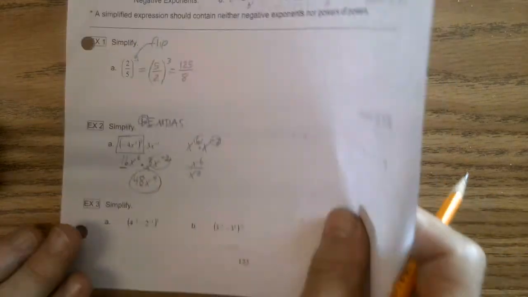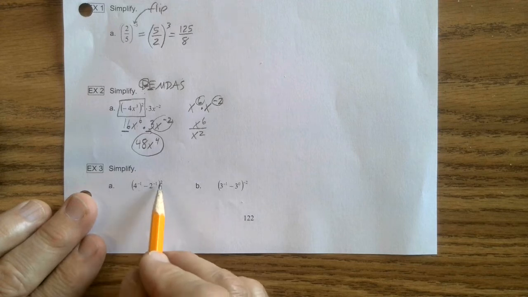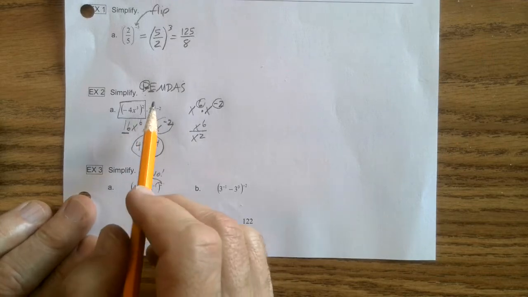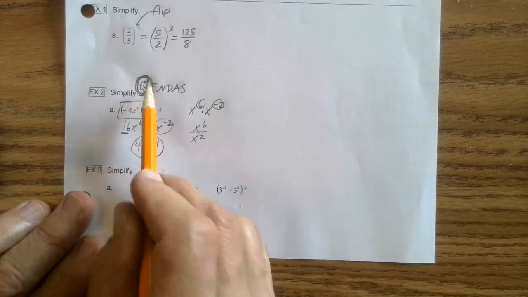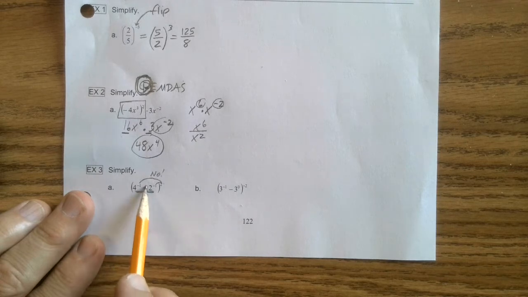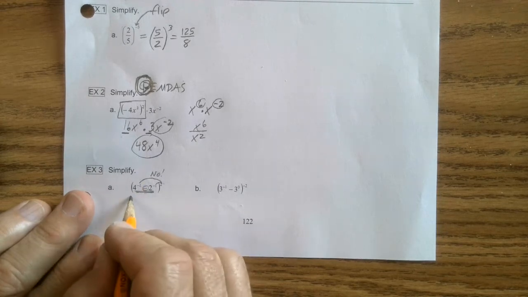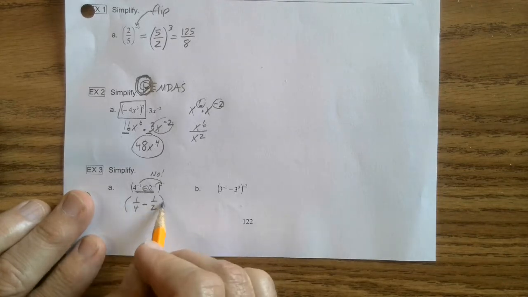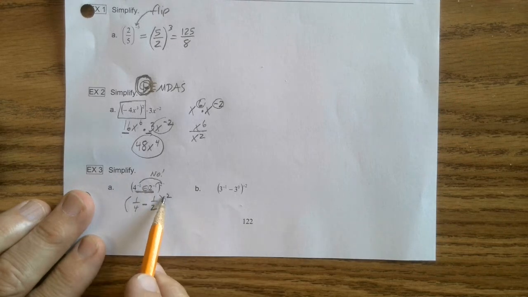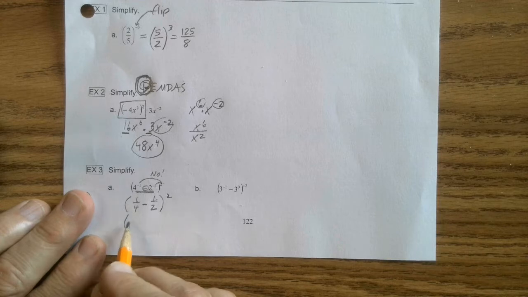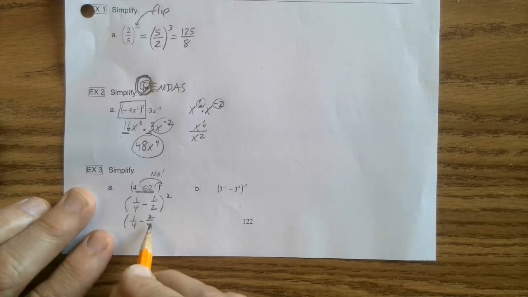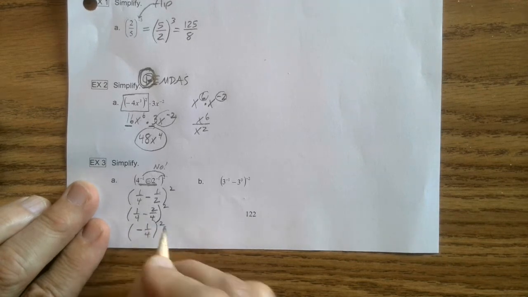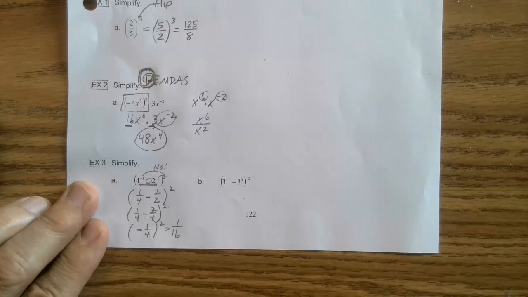All right. Now this one, I warned you in the pre-lesson, don't you dare distribute this 2 in there. That is a no-no. I already gave you the clue: PEMDAS. Clean up anything inside the parentheses first, especially if you have subtraction or addition. So this would turn into 1/4 minus 1/2, and that's to the 2nd power. Again, don't you dare distribute this individually. Now I need to find common denominators. 1/4 minus 2/4 squared, which would be negative 1/4 squared, which is positive 1/16.